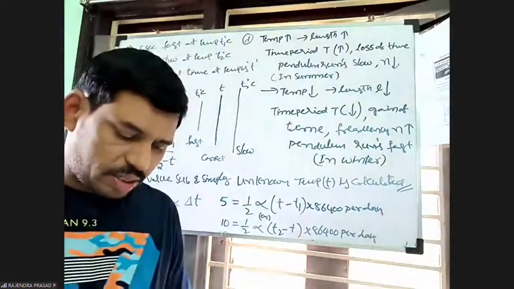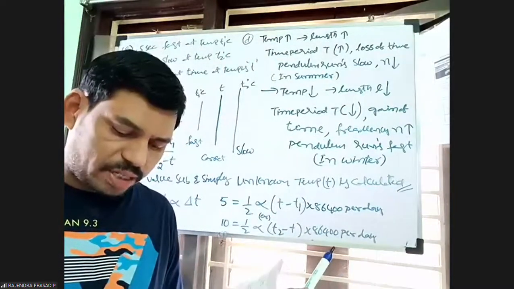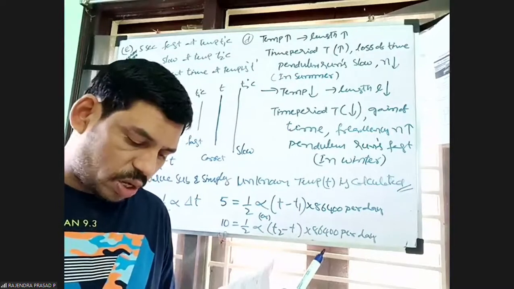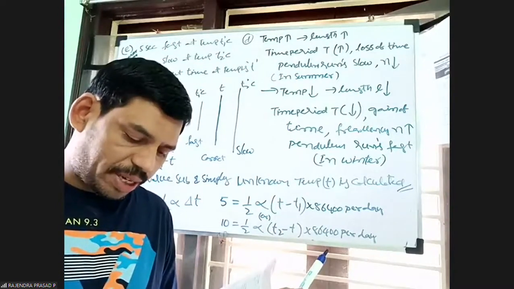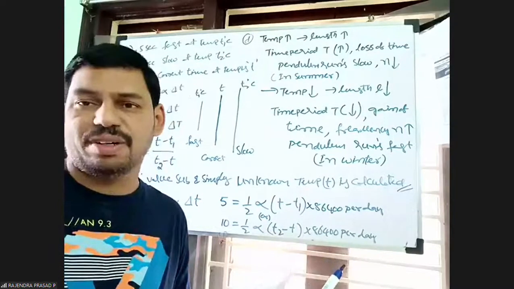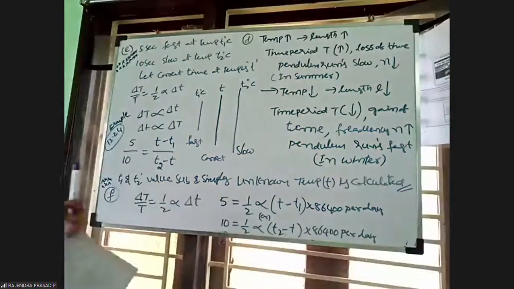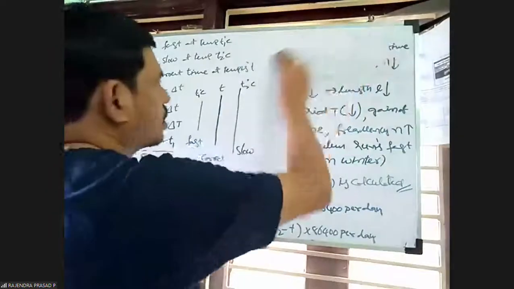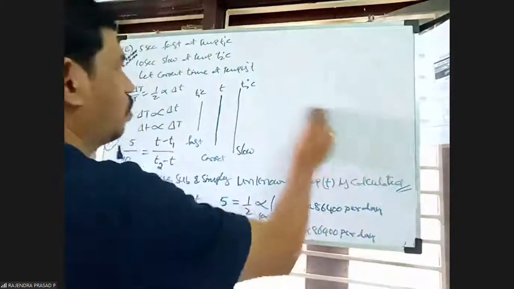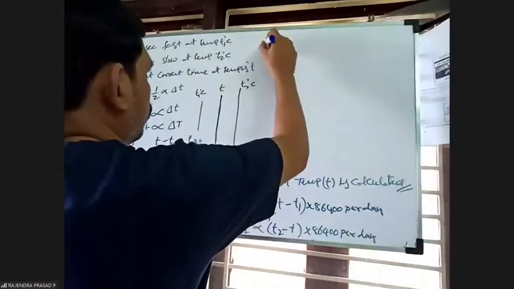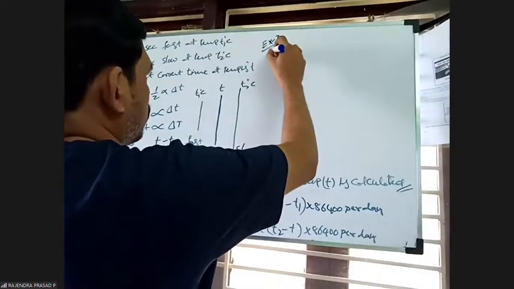A pendulum clock is 5 seconds fast at a temperature of 15 degrees C and 10 seconds slow at a temperature of 30 degrees C. Find the temperature at which it gives the correct time. So important, likely exam question. We will get 20 degrees Celsius, sir. Exercise 3, only this problem. Exercise 3, 12th problem.